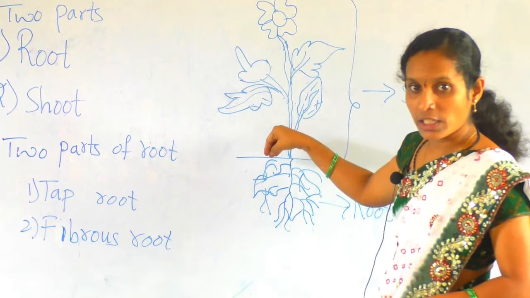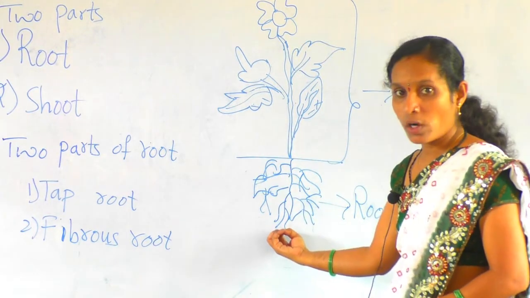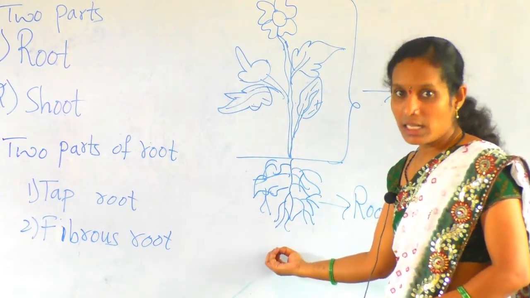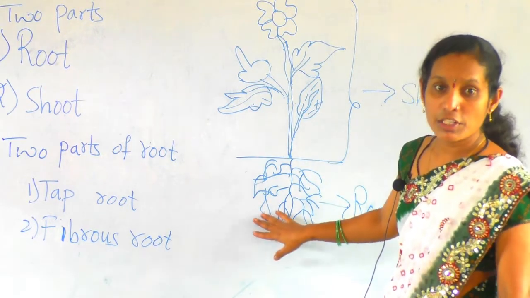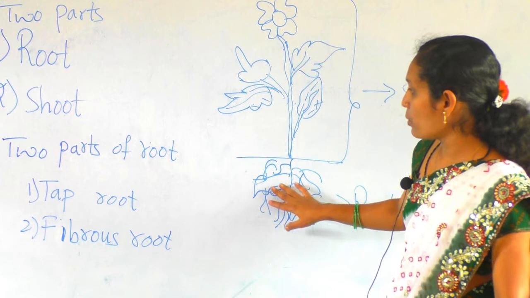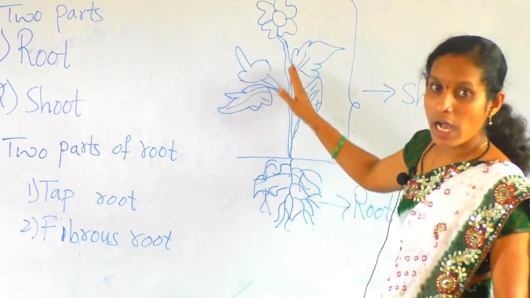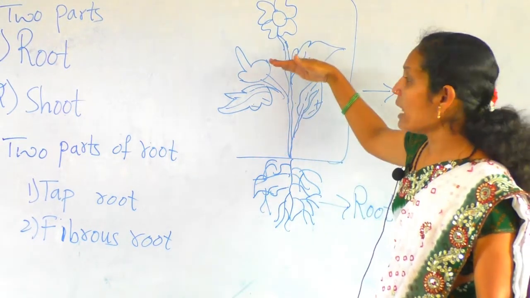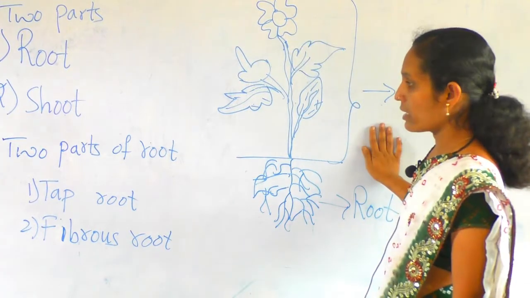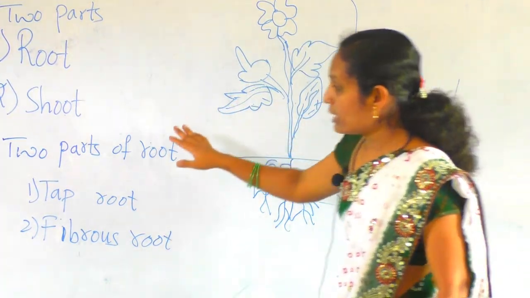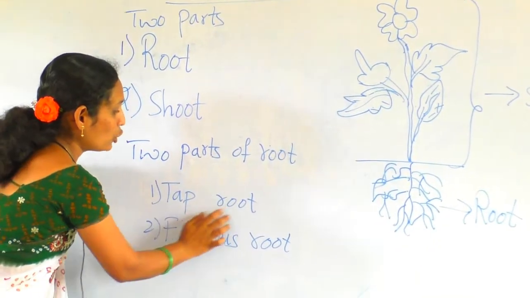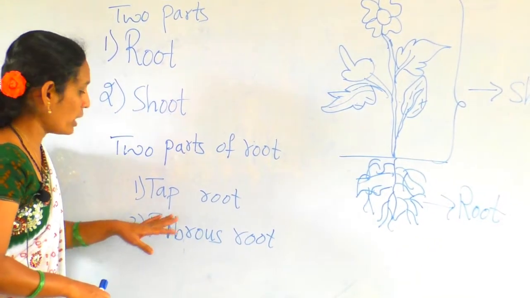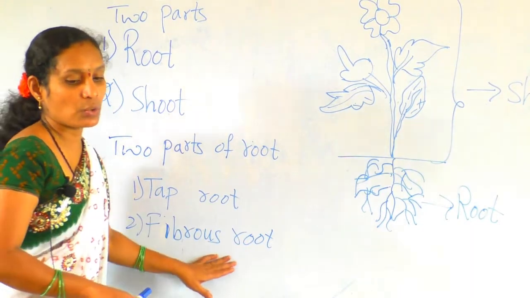Understood? When we are pouring the water, the root will absorb the water and mix it with the soil. In that soil some minerals are there, and those minerals and water move in the upward direction. It gives the energy to the shoot part. Understood? This is the use of the root, and root has two parts: tap root and fibrous root.